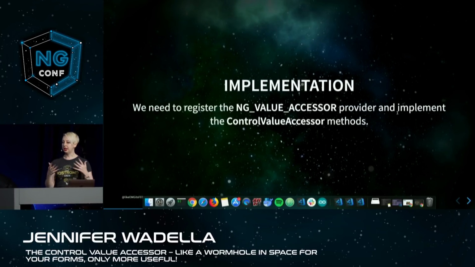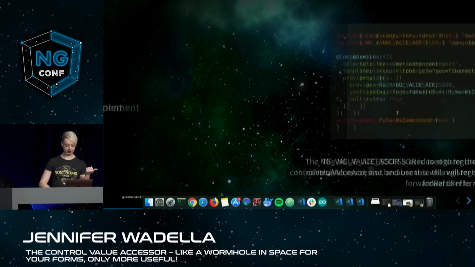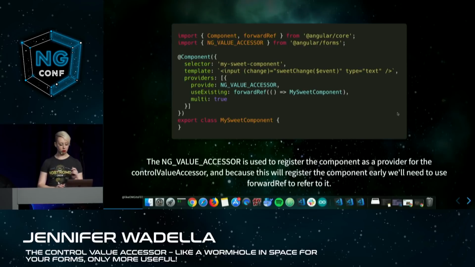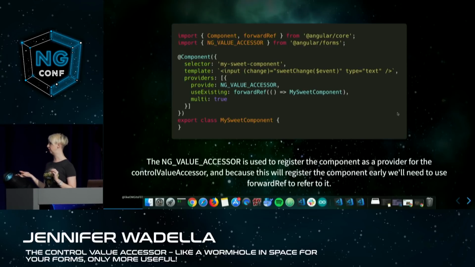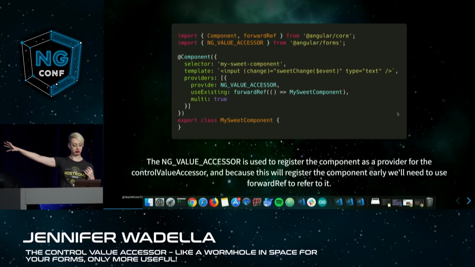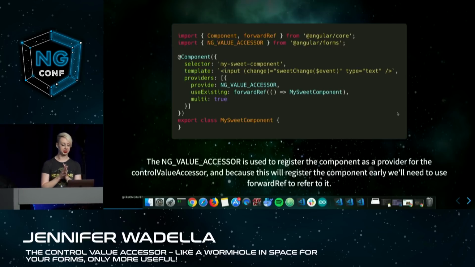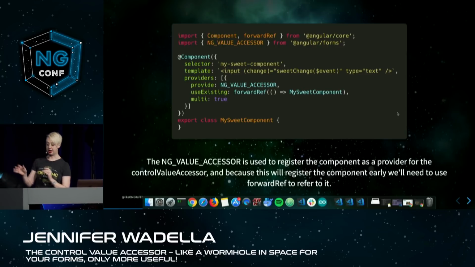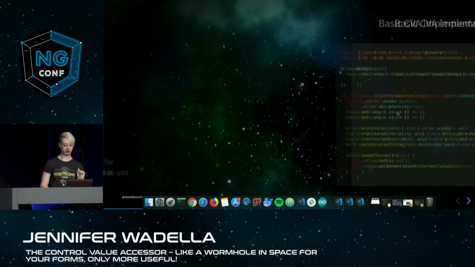OK, let's look at what the implementation for the Control Value Accessor looks like so you all can begin to use this. We're going to have to use the NG_VALUE_ACCESSOR to register this component as a provider for the Control Value Accessor. This is going to register the component early, so we need to use forwardRef to refer to it. So this is what your basic structure is going to look like. You'll notice I do not have Control Value Accessor implemented yet or any of the methods. This is just some of our setup code.